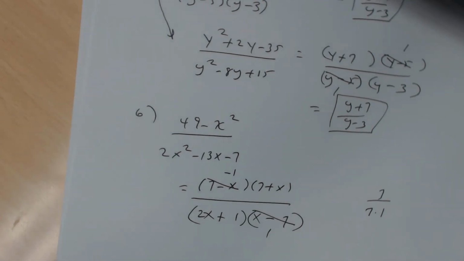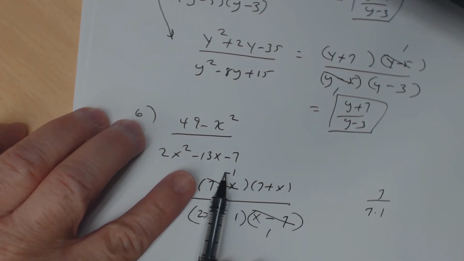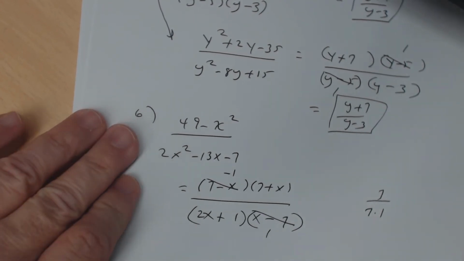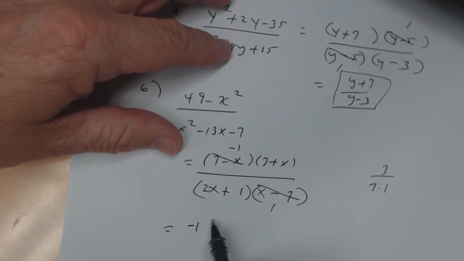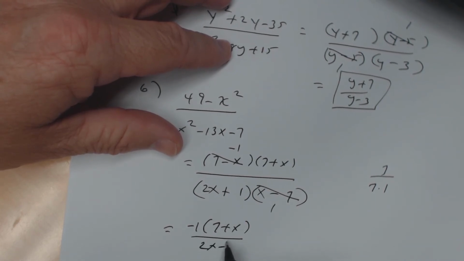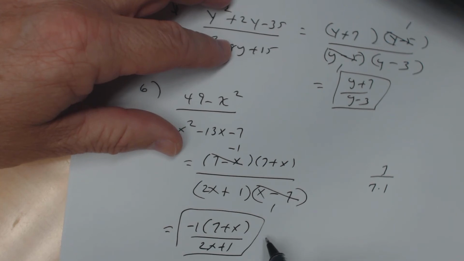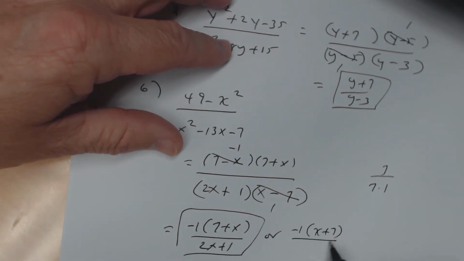So negative 1 and 1. So remember, when you divide opposites, one's going to be a factor of negative 1. The other one's going to be a factor of 1. Okay, so I can write my answer like this if I want to. I can say negative 1 times 7 plus x divided by 2x plus 1. So there's one of the answers. I could also say negative 1 times, instead of saying 7 plus x, I can say x plus 7 divided by 2x plus 1. So that's correct also.